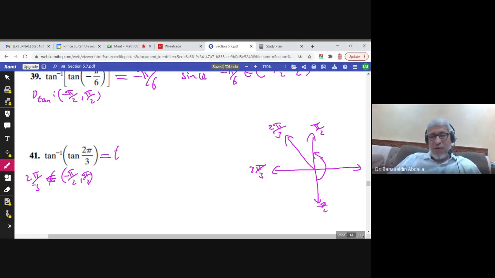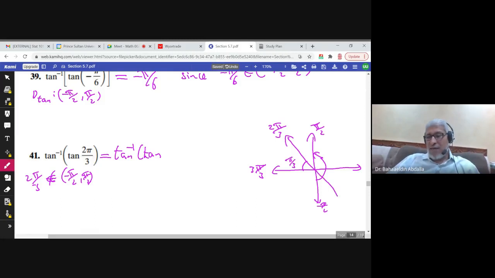What can you do? You can write tan again. You can find another angle that has the same tan as 2 pi over 3, and it should be in this interval. Ask yourself, in this quadrant, is tan positive or negative? In this quadrant, tan is negative. So the angle you need to find should be in the fourth quadrant, because there also tan is negative. How to find the angle you need in the fourth quadrant? You find the reference angle. What is the reference angle of 2 pi over 3? It is pi over 3.